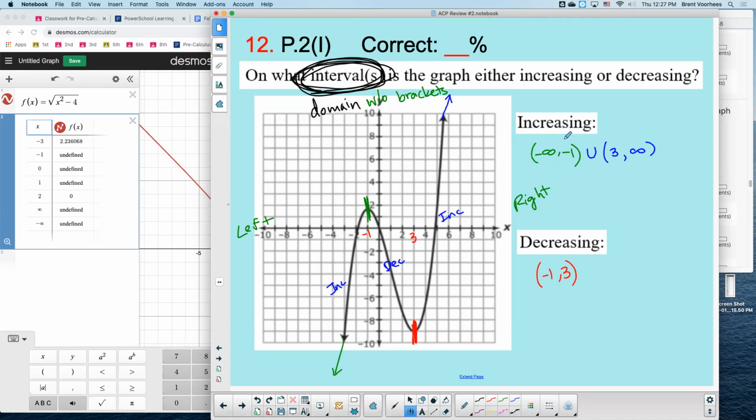So just like domain, except you never include a bracket ever. That's the only thing different when you see the word interval. So it's always domain without brackets. That would be the answer to this problem.